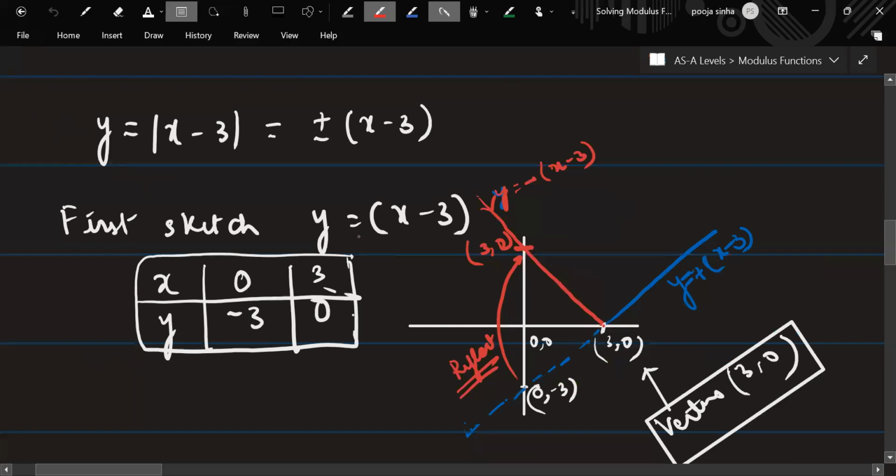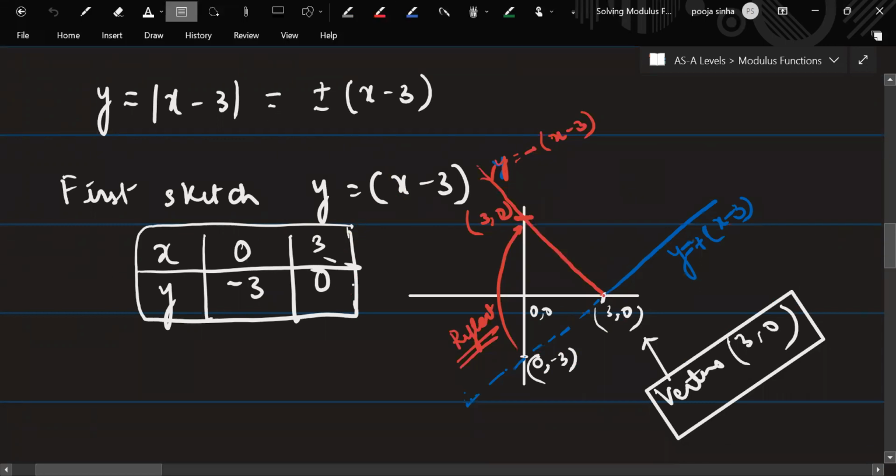You will sketch, not plot, y is equal to x minus 3. Isn't this going to be a line? I've taken 2 points. When x is 0, y is minus 3. When x is 3, then y is 0.